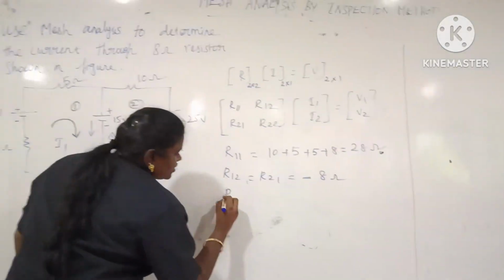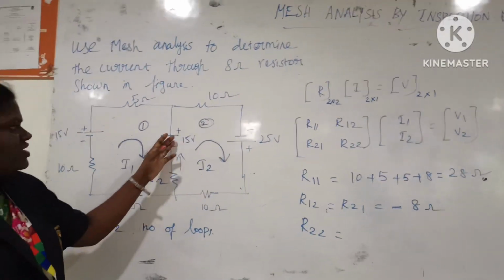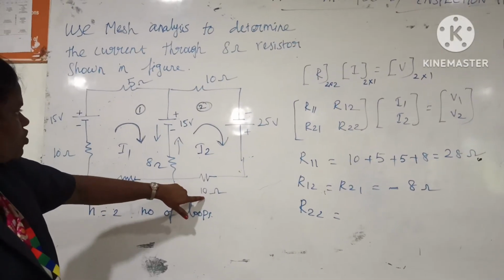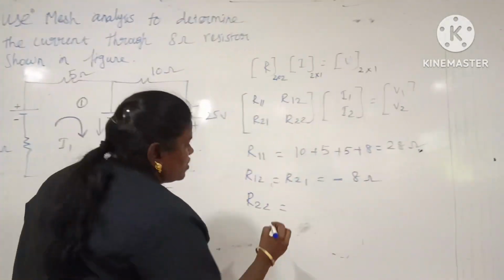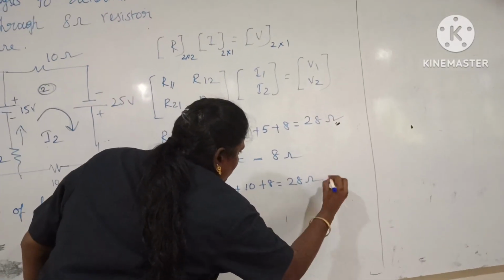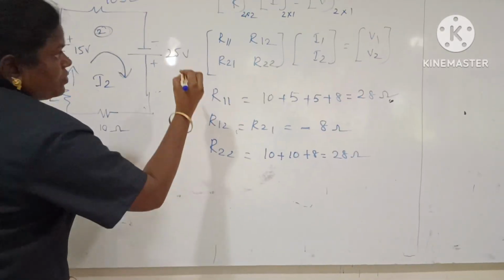Then the loop resistance R22. R22 means the sum of all resistance in loop 2. So 10 ohm resistor, 10 ohm, plus 8 ohm. So 10 plus 10 plus 8 equals 28 ohm. So you form the matrix.